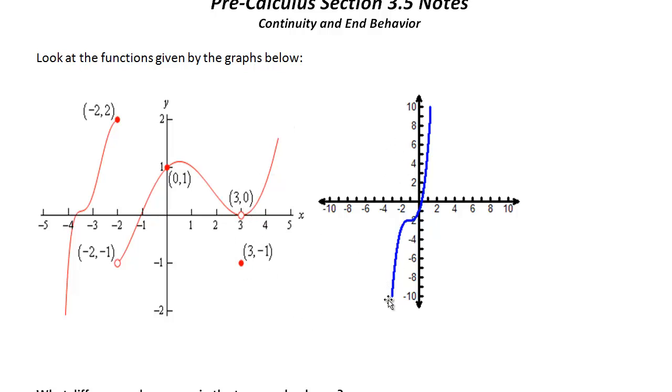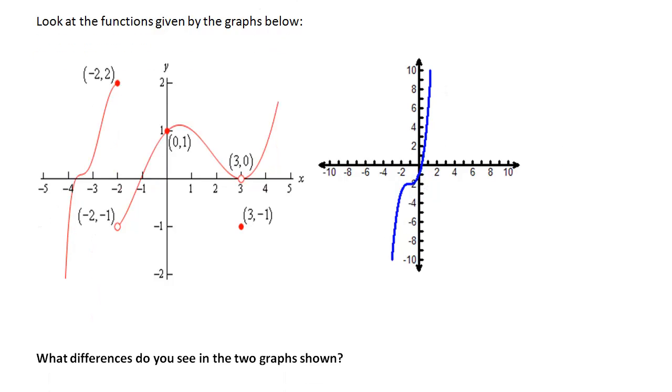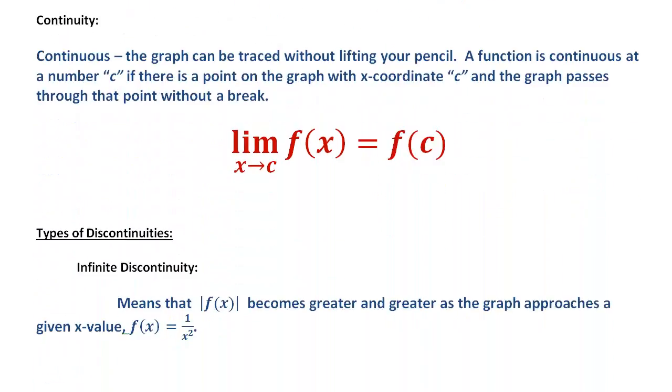Whereas this graph in blue here on the right just goes on infinitely to the positive direction and the negative direction, and I never have to lift or remove my pencil from the paper. So in the most basic terms, this would be a continuous graph. So continuity as it's defined is that the graph can be traced without lifting your pencil.